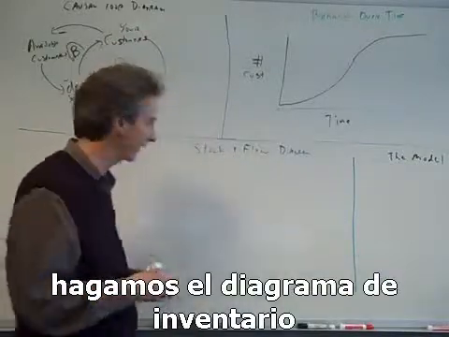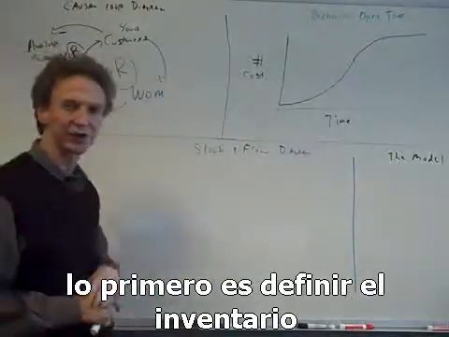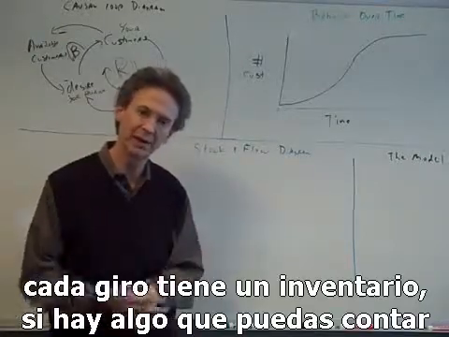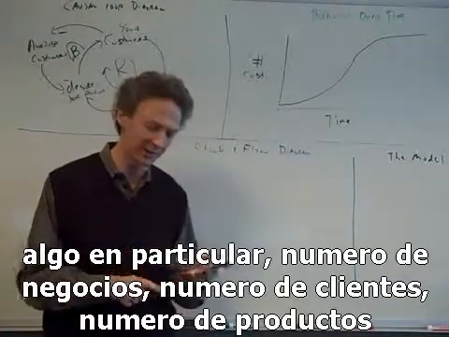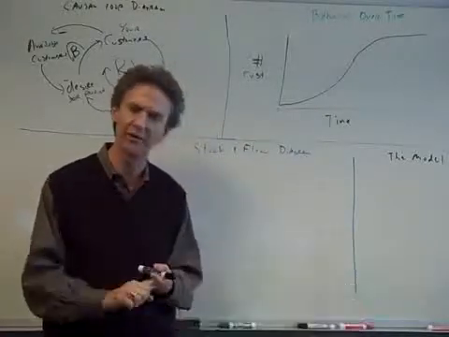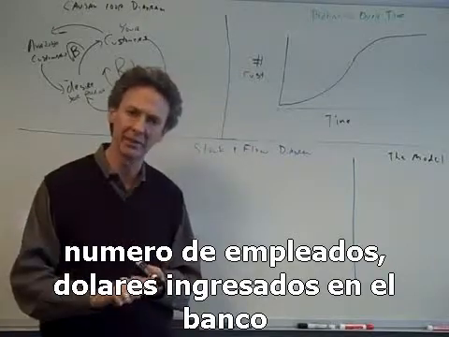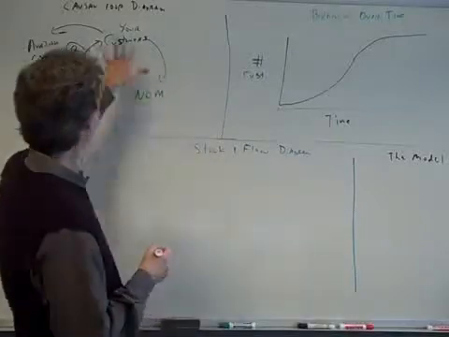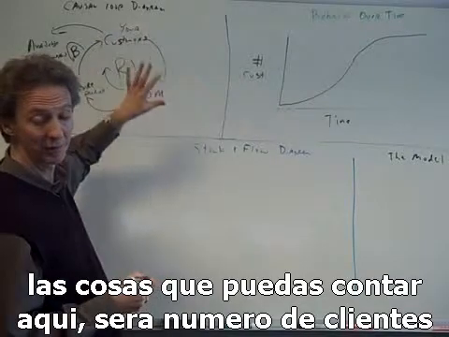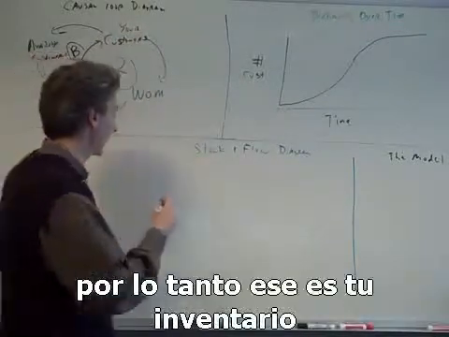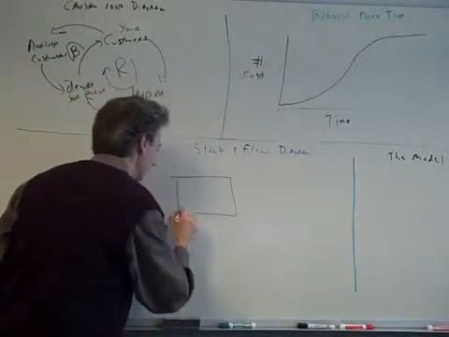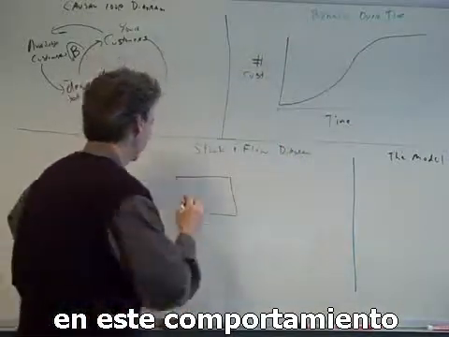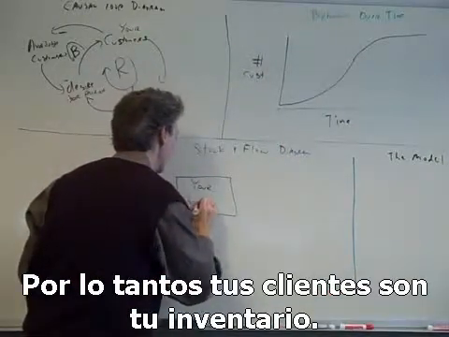So let's do the stock and flow diagram next. The first thing is to choose your stock. Every loop is going to have at least one stock. It's something you can count on a particular day. Popular examples in business are number of customers, number of products, number of employees, revenue, dollars in the bank, number of defects, those sorts of things. The thing you can count here would be number of customers. So that is your stock. It's also often the main thing you're graphing in these behavior over time diagrams. So customers is our stock.